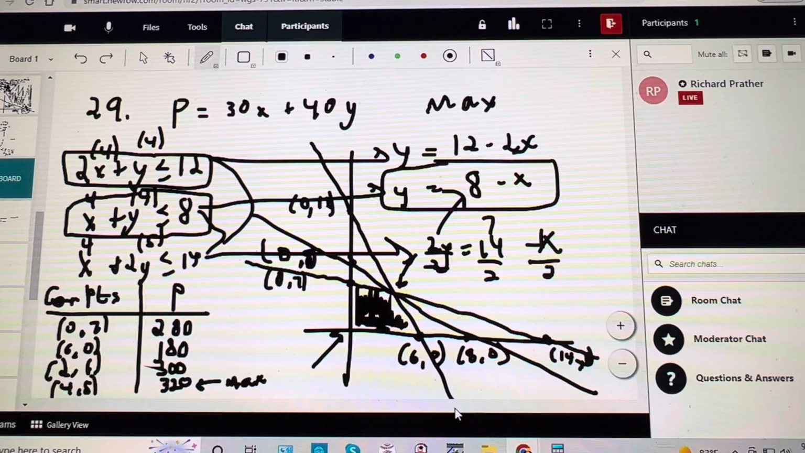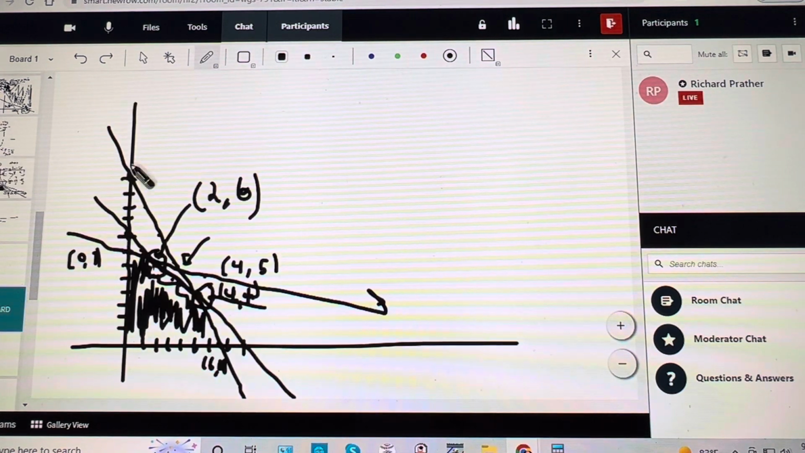Okay, so 4, 5, 8, and 5 is 13. So maybe I'm wrong about where that crosses. So let's do this again here.